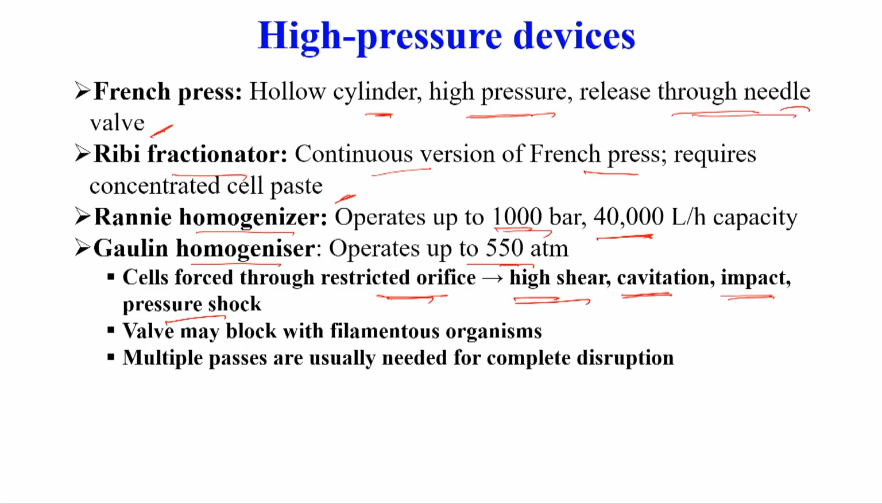However, there are challenges because they are passing through this narrow valve. The valve may block with filamentous microorganisms. So, this method may not be suitable for the fungus or other filamentous microorganisms. Further, if it is not completely disrupted in the one pass, one needs to go for the multiple passes.